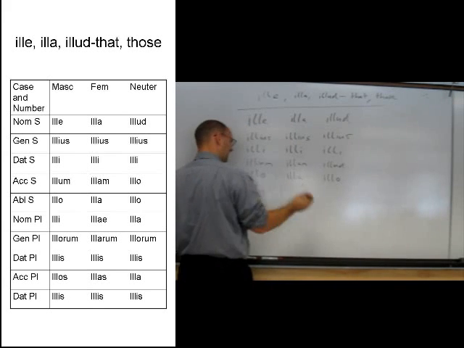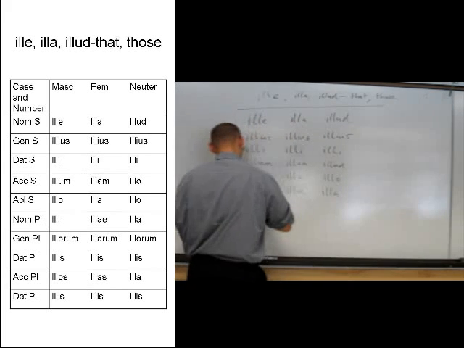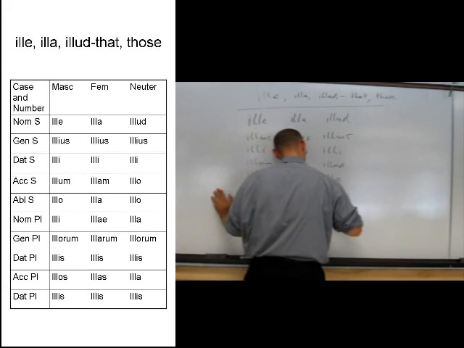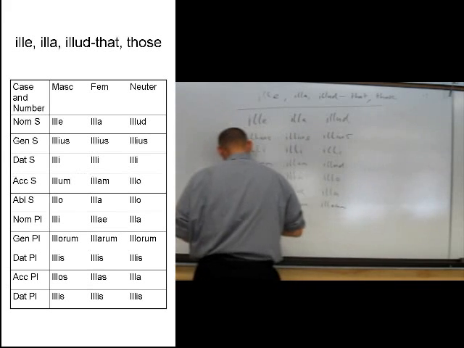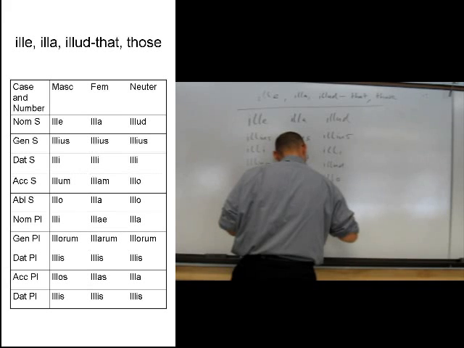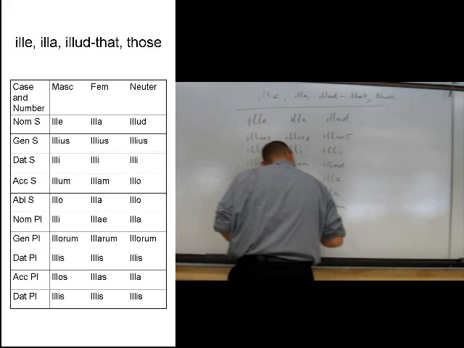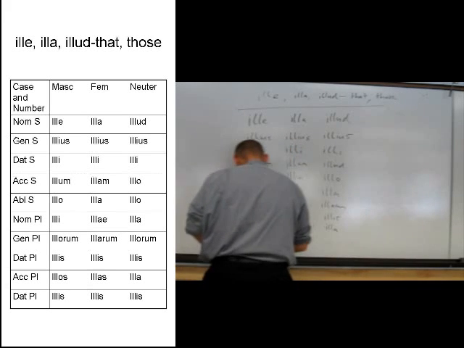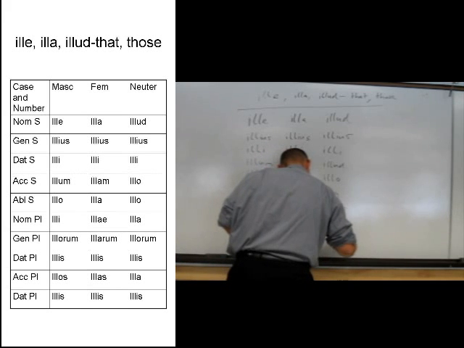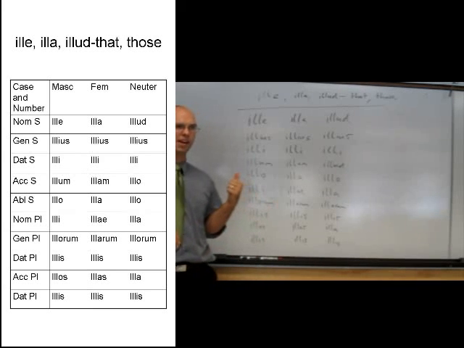Nominative plural, illi, illae, illa. Illorum, illarum, illorum. Illis, illis, illis. Illos, illas, illa, and then illis, illis, illis.